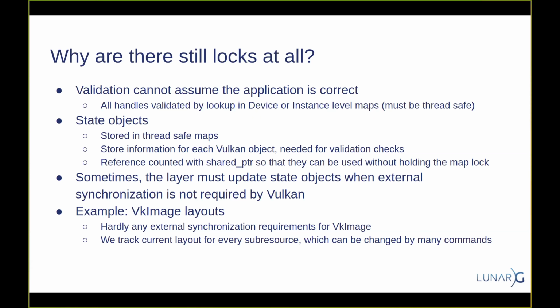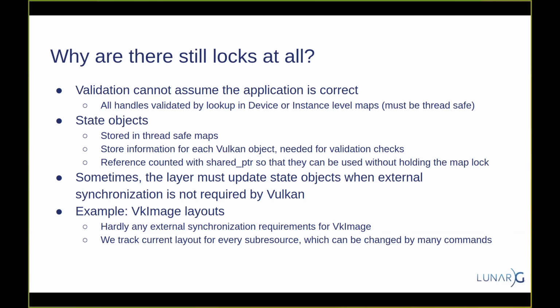So we have these maps, and we also have a lot of state about each Vulkan object that we need to keep track of for validation. And so these state objects are C++ objects stored in these maps, and they're now reference counted using shared pointers. So you don't have to have the map locked while you're looking at a state object. You just have to have a shared pointer to it.